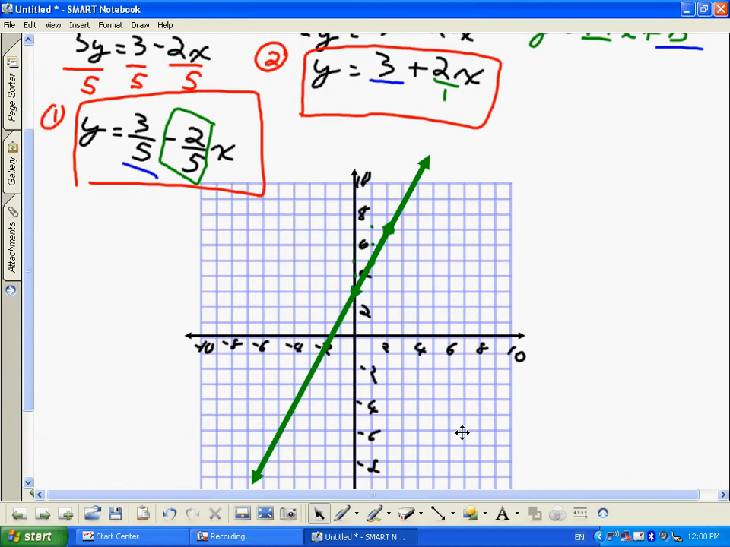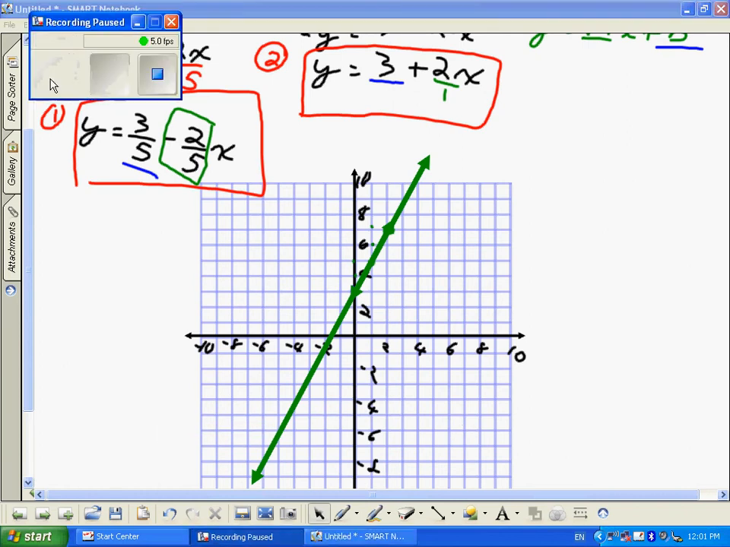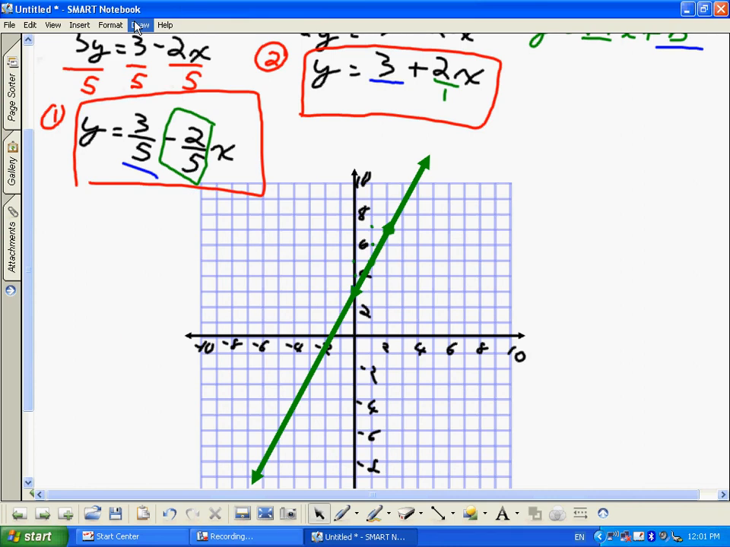This one's a little more difficult. 3/5. I can find out what that is as a decimal. Anyone know what that is as a decimal? 0.6? 3/5 as a decimal is 0.6. Okay? So what that means is from the origin, my y-intercept is going to be positive 0.6. So we don't have an exact spot here, but we're going to make an estimate. It's a little over halfway. So it's probably somewhere there. So it's a little more difficult to graph.